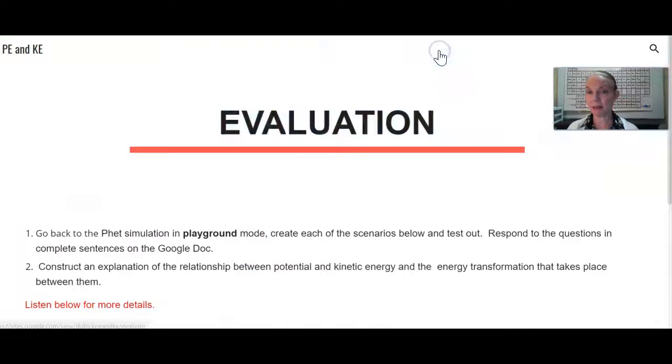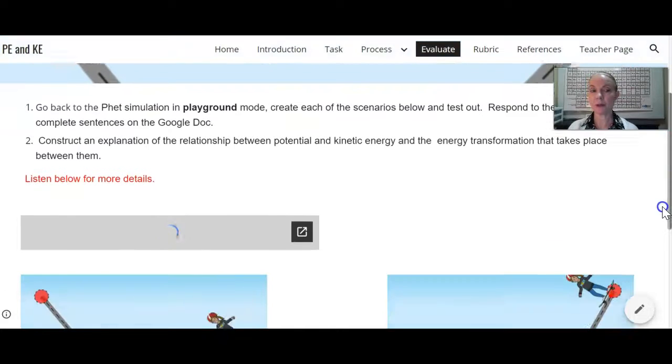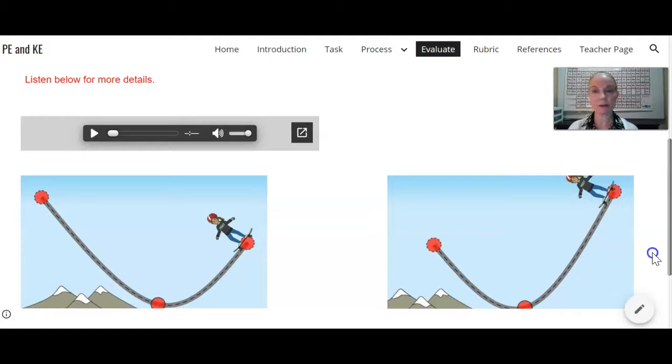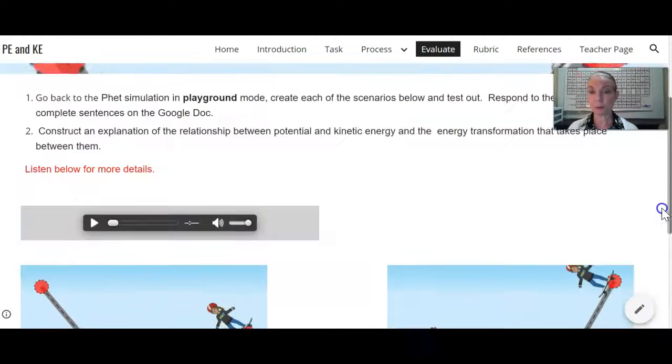Next, we have the Evaluate. This is where students are going to go back to the skate park. They're going to create some scenarios, and there's a part where they can listen for more detail and answer the questions.